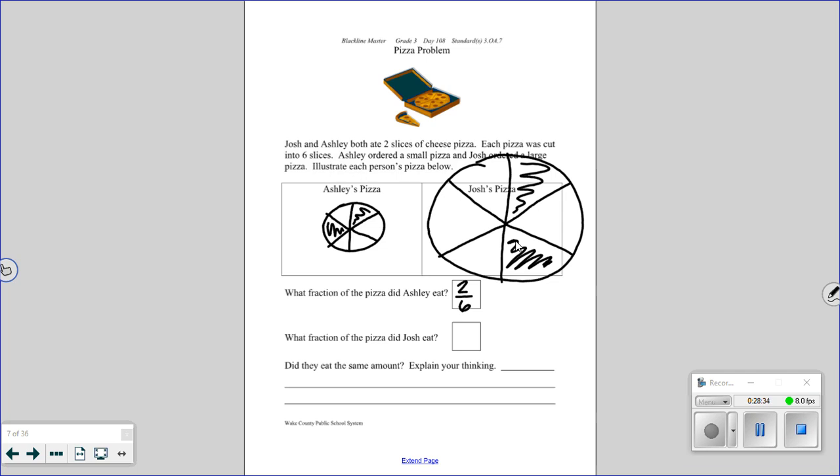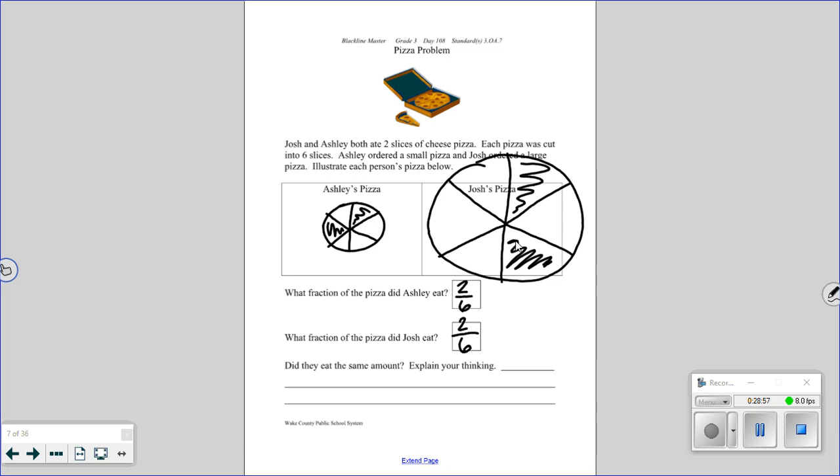Eva? 2 out of 6. He ate 2/6. We know he ate 2 of those pieces. And there was an option to eat 6 of them. He ate 2/6. I'm noticing that Josh and Ashley ate the same fraction.